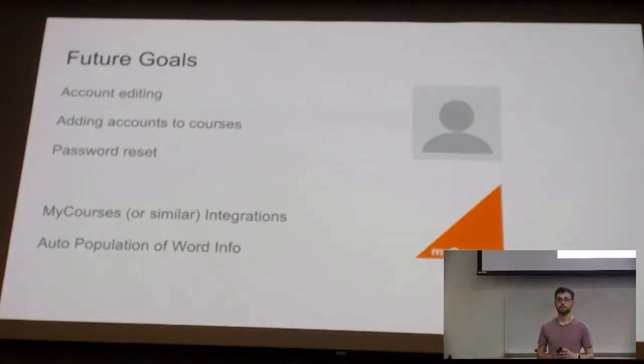We want some better integrations with grades and things like My Courses. Additionally, user accounts are missing some functionality. We can't actually reset passwords, which is something that we ran into, and looking back on that, it might have been something nice to have earlier on. And additionally, we've built a really strong, powerful word editor for these lessons, but we would love some auto-population features from something like an online corpus or dictionary.